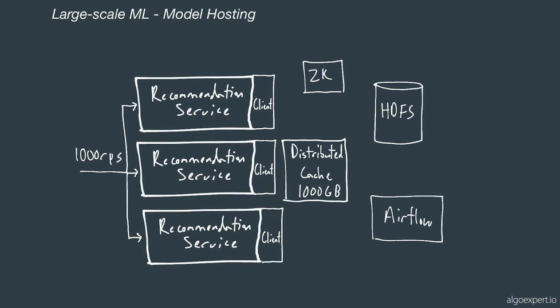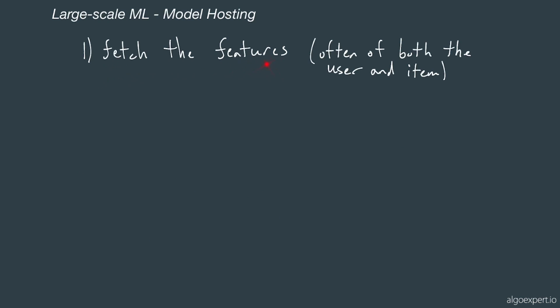In the last video, we talked about how we will be using a distributed cache here for our recommendation service. What we didn't do is talk about how we will be hosting our models inside of the recommendation service itself. So generally, let's look at what the service will have to do. First, it will have to fetch the features. This will be oftentimes both the user and the item or product or ad or video features as well. So if we're implementing a video recommendation service, we'll need the features of the user as well as the features of the videos that we want to either rank or recommend.